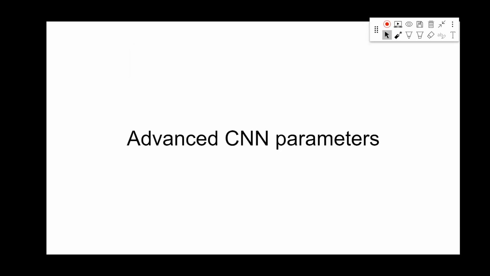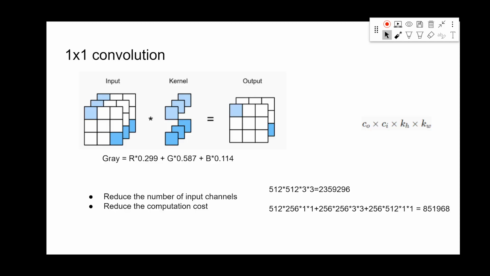In this video, we will introduce some advanced CNN parameters. In the previous video, we discussed the usage of the CNN operations, and now we will introduce some more parameters to customize the computational layers to increase their power. The first one we want to discuss is one-by-one convolution.